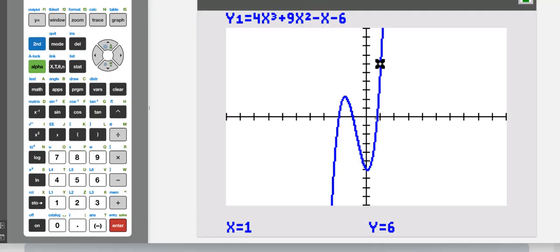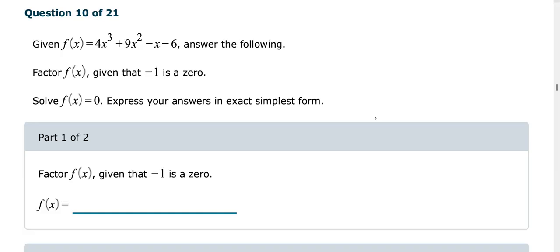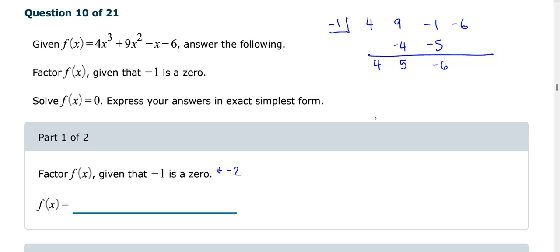So I'm going to close my calculator down. I know that negative 1 and negative 2 are zeros. So let's go do my synthetic division. 4, 9, negative 1, negative 6. My little half number is negative 1. 4, negative 4. 5, negative 5. Negative 6, 6, 0. That's good. That meant that negative 1 was a 0.